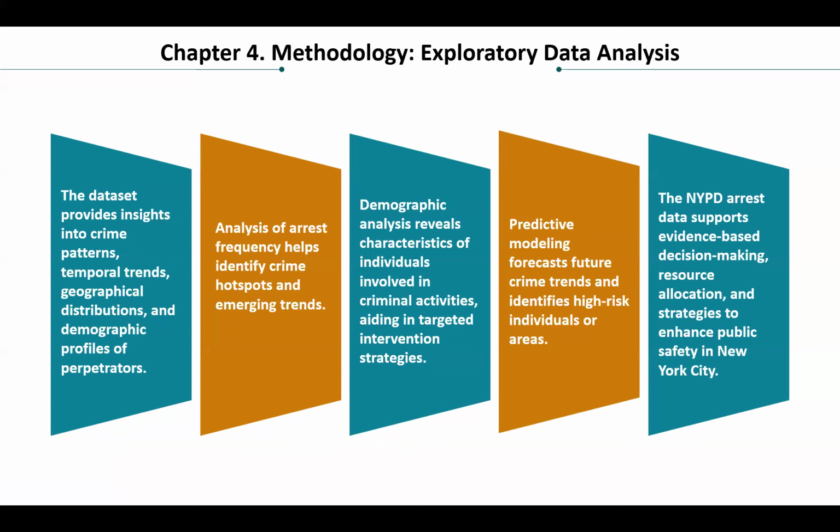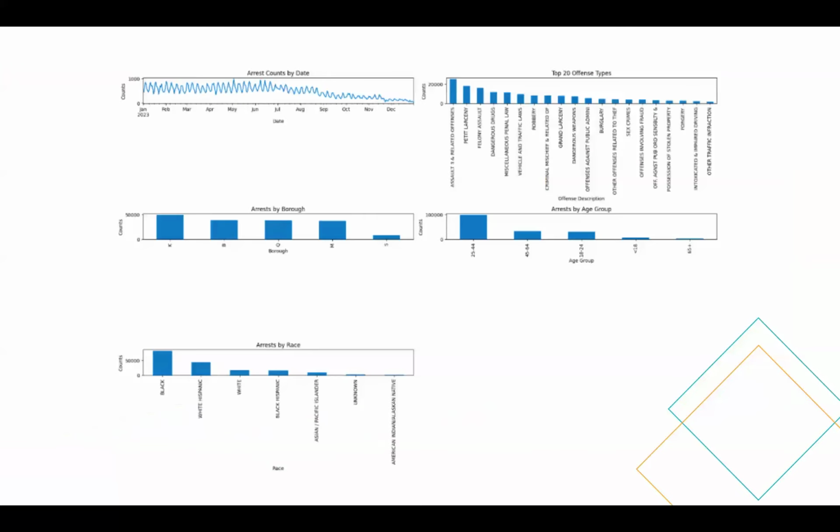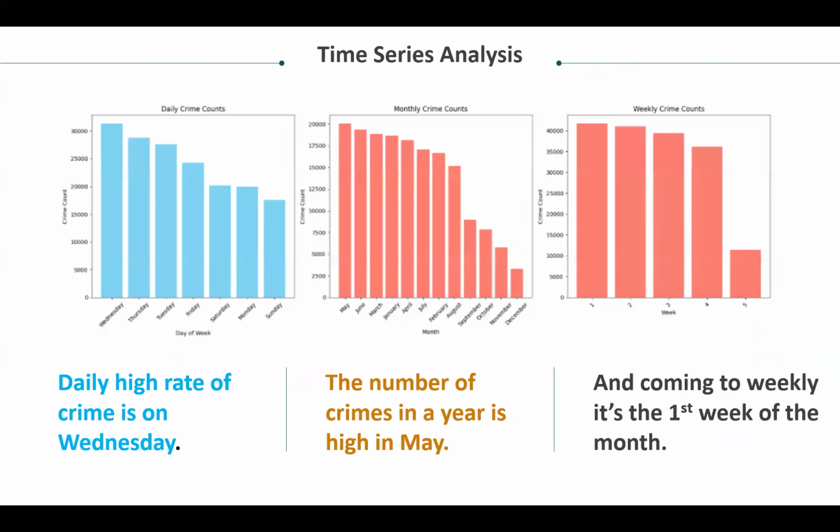The EDA is shown by the arrest counts by date, arrest by borough, arrest by race, the top 20 offense types, and arrest by age group. Here we can see the high rate of crime is on Wednesday, and month-wise, May has the highest rate of crime. Coming to the week, the first week of the month sees the highest rate of crime.